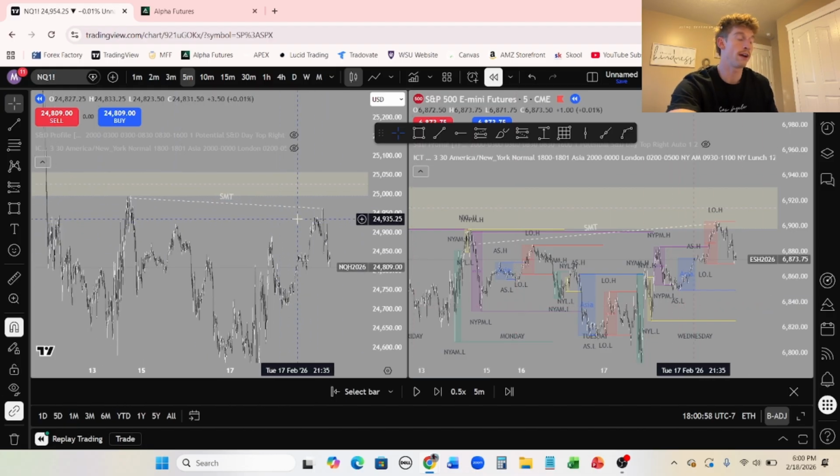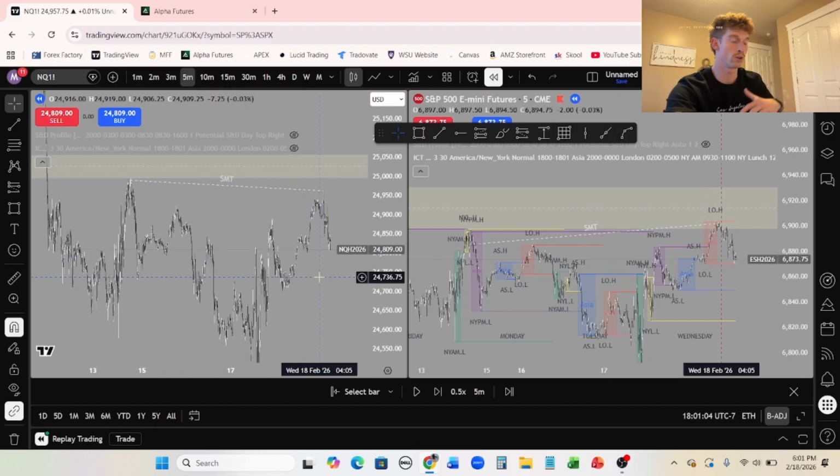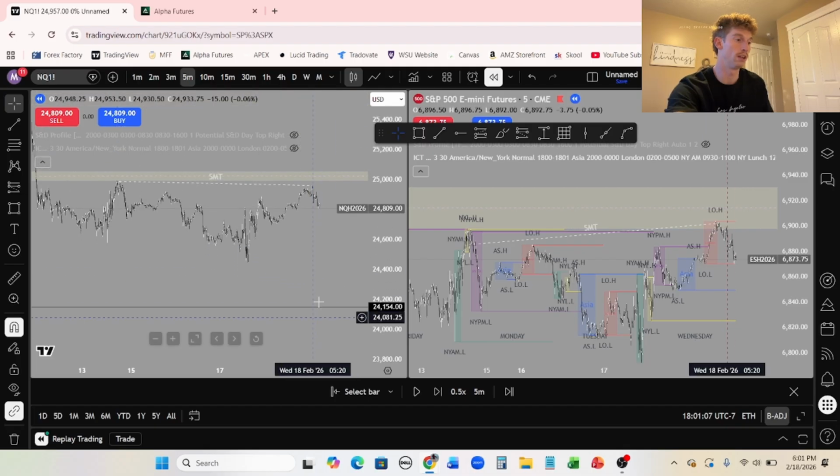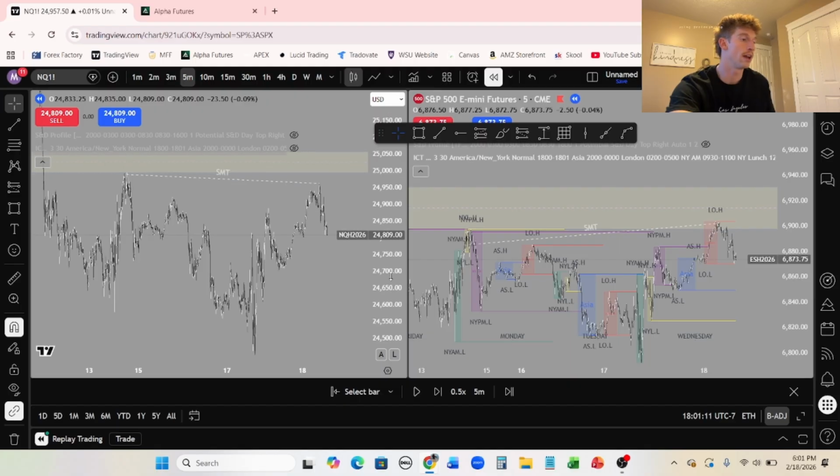And so that right there, the fact that we tapped into a daily bearish fair value gap, and my overall idea and bias is shorts because I want to go towards that weekly low that I marked out down here. I like that SMT. I'm like, okay, sweet.